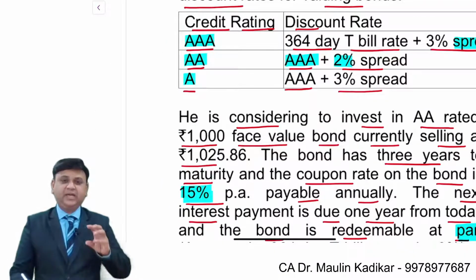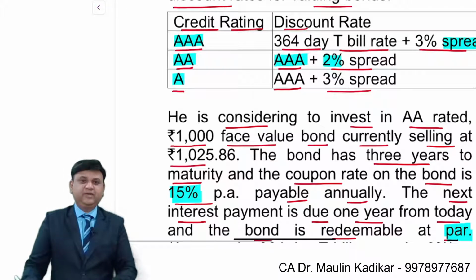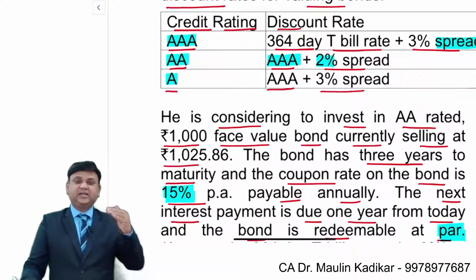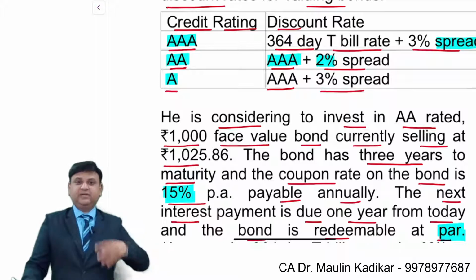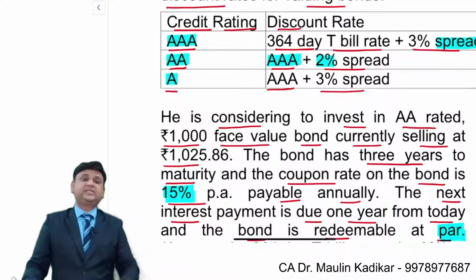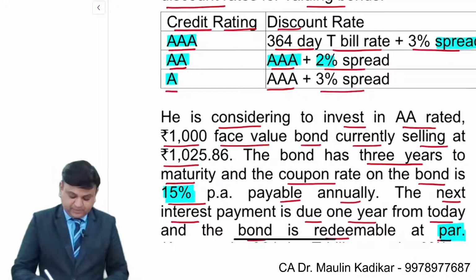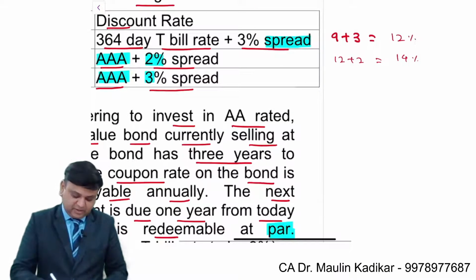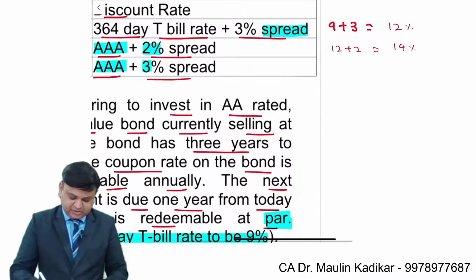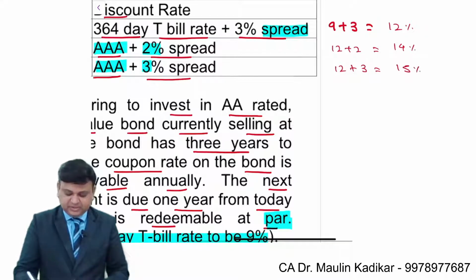If at all it has only a credit rating, we understand friends that higher the credit rating is indicating the risk element is low. Lower the credit rating is indicating the risk element is more. If at all the risk element is more, then in that case the investor's required rate of return will also be more. So the AAA plus 3%, the AAA required rate of return is 12% plus 3, that is 15%.